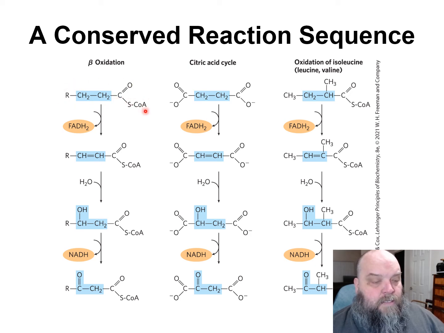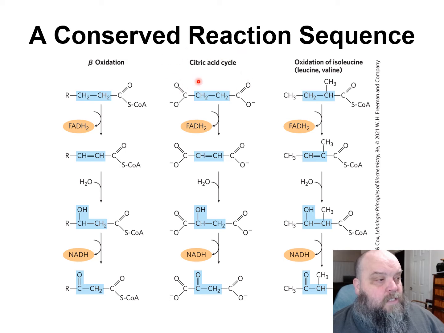Here's the fatty acid with the coenzyme A. Here's the carbonyl, CH2, CH2. Come in, remove some hydrogens, double bond, add water back. Now you have a hydroxyl and you've replaced the hydrogen. Strip off the hydrogen from the hydroxyl, NADH. You now have a carbonyl. We see this with beta oxidation.